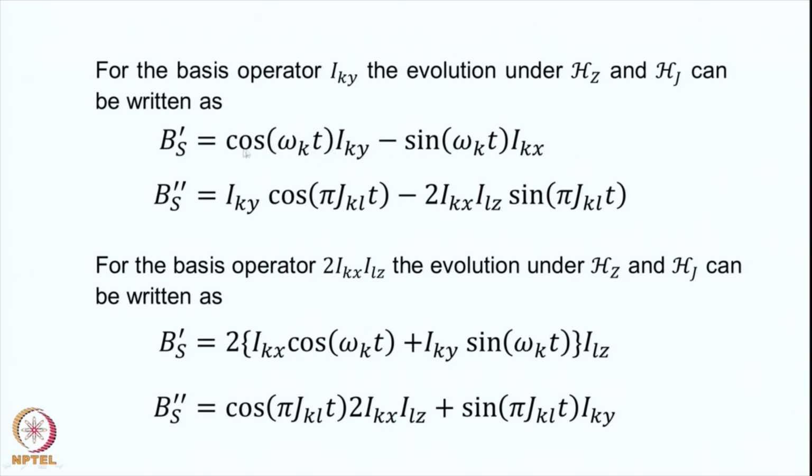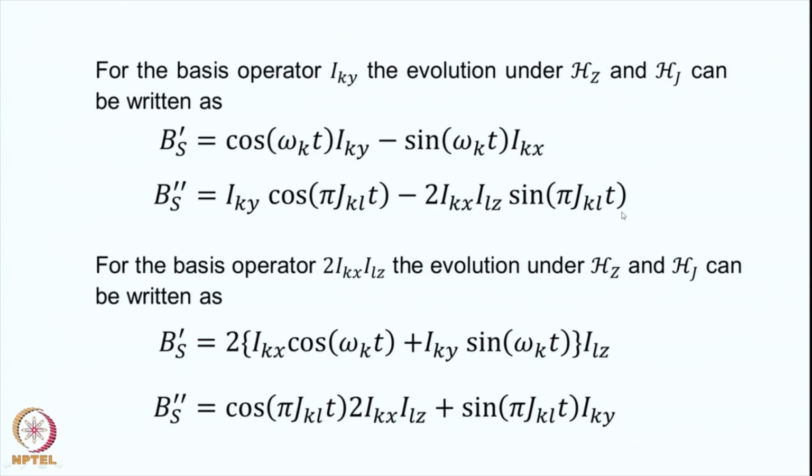So, the Bs prime will be cosine omega kt Iky, this is for the k spin, here for the single spin, and we have minus sine omega kt Ikx. So, because here we have considered the evolution of the Ikx operator, the Iky operator evolves with the Iky here and minus sine omega kt Ikx. Similarly, the coupling Hamiltonian generates this sort of evolution, the Bs double prime Iky cosine pi Jklt minus 2 Ikx Ilz sin pi Jklt.